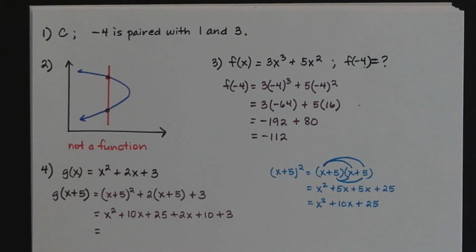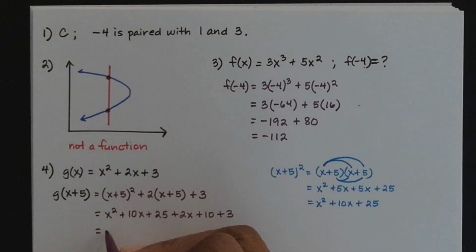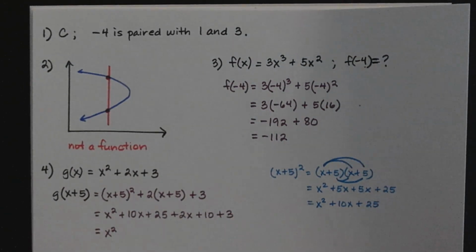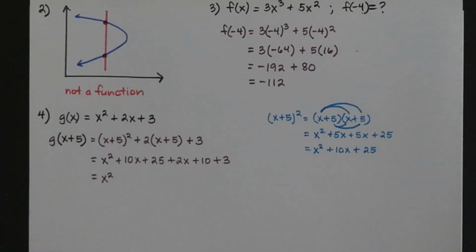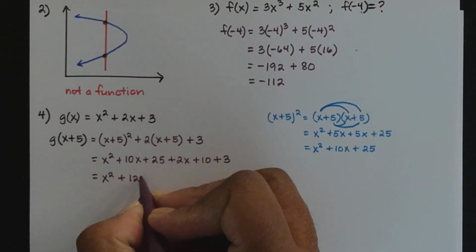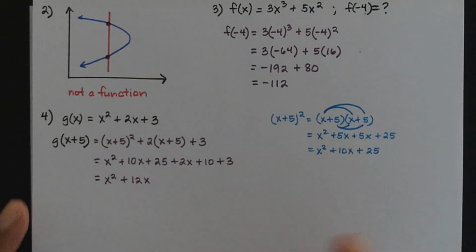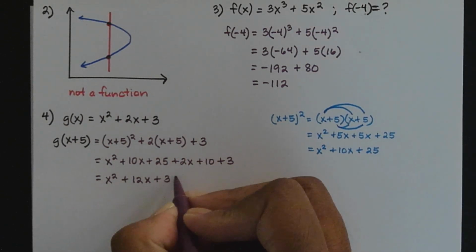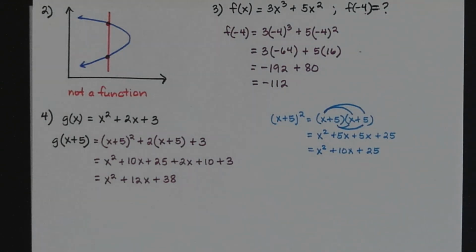Now we just go ahead and combine some like terms here. Let's see, I'll bring down the x squared. 10x plus 2x is 12x. And then 25 plus 10 plus 3 is, what, 38? So g of x plus 5 for that function would be x squared plus 12x plus 38. Okay. Are there any questions about problem number 4?